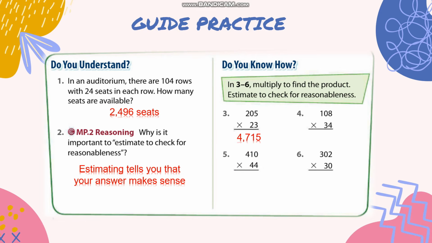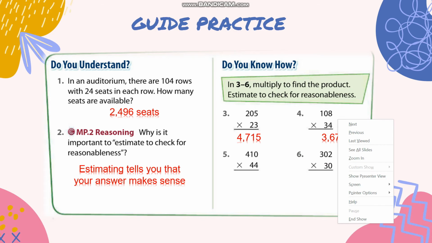Okay. Number 4, 108 multiplied by 34. 4 multiplied by 8 is 32, regroup 3. 4 times 0 is 0 plus 3 is 3. 4 times 1 is 4. Then add 0. 3 times 8 is 24, so 4 regroup 2. 3 times 0 is 0 plus 2 is 2. And 3 times 1 is 3. Then add 2, 7, 6, 3. So the answer is 3,672.